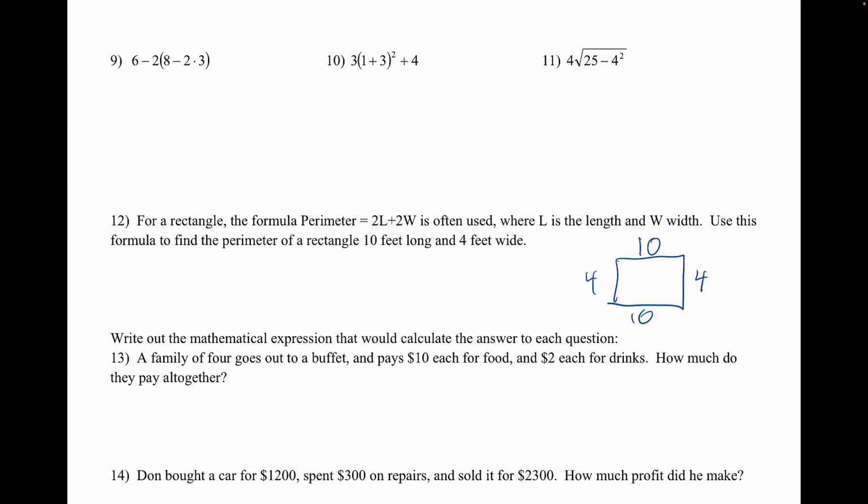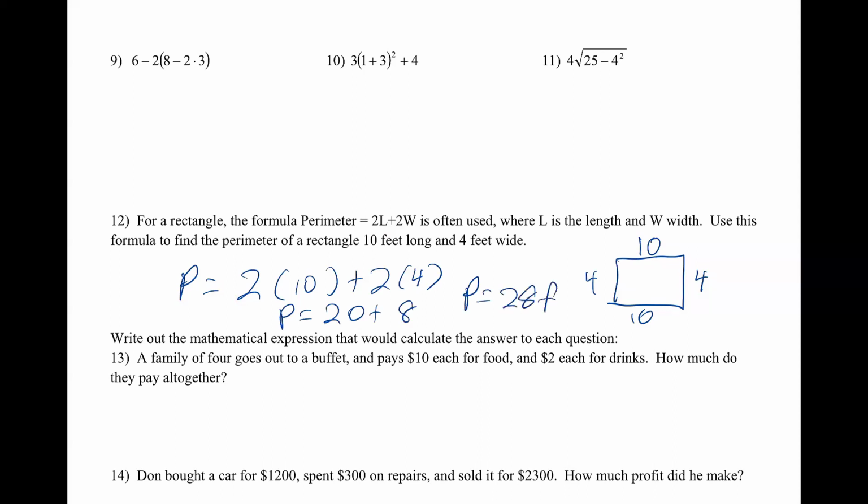So now 2 times 10 plus 2 times 4. And that gives us P is equal to 20 plus 8. So the perimeter is equal to 28 feet.